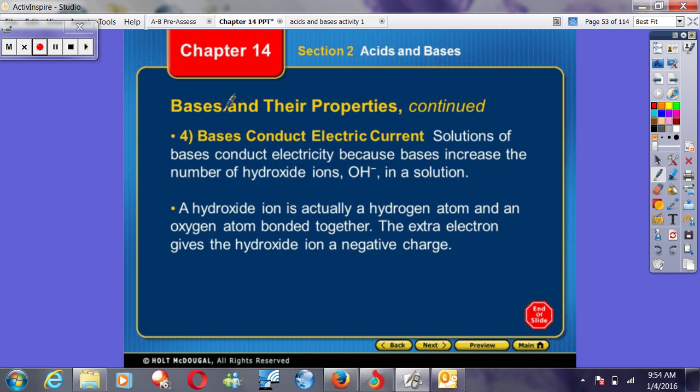Number four, just like acids, bases conduct electric current. They create electricity. Right? Solutions of bases conduct electricity because of the increase of these OH or hydroxide ions. Alright? This negative charge helps to create electricity. So just like acids, bases conduct electric current. That's number four. Okay. Pause when you need to.